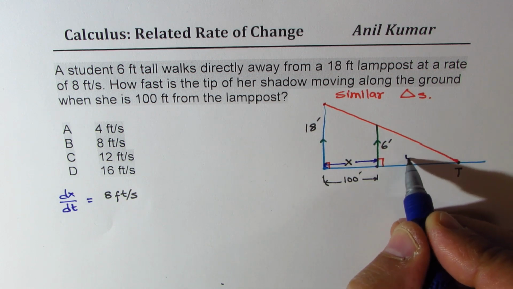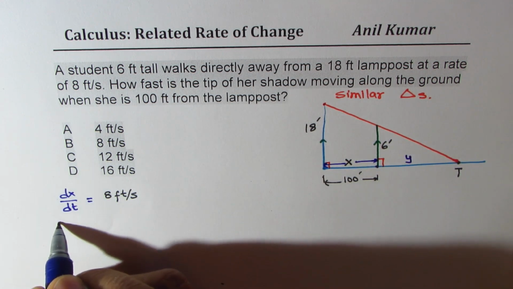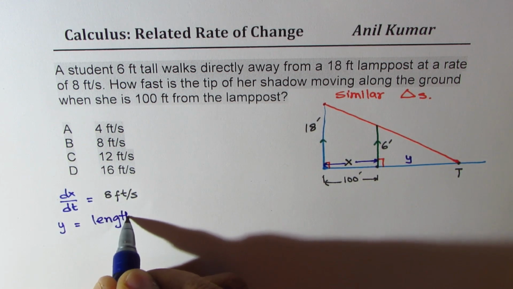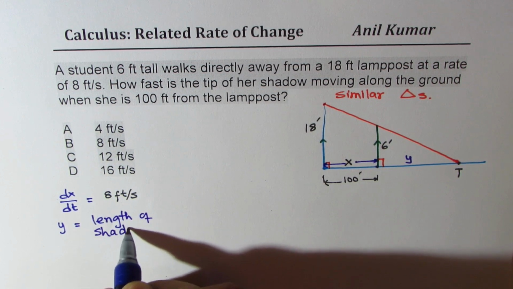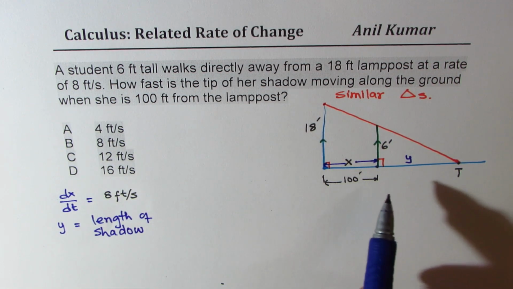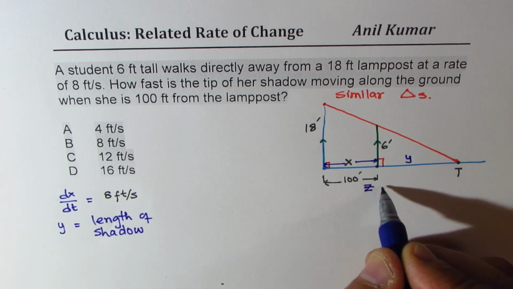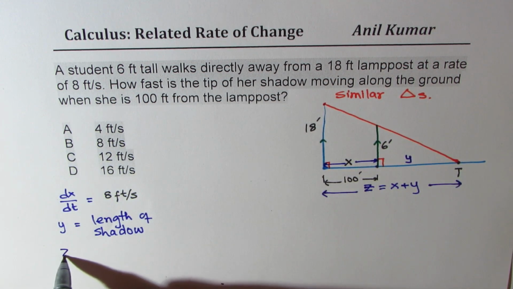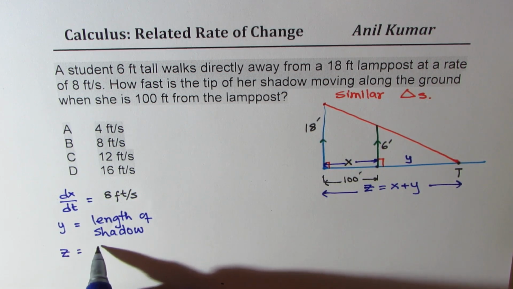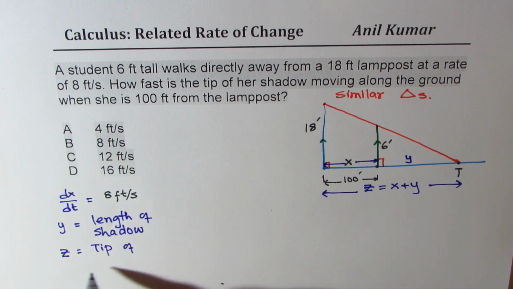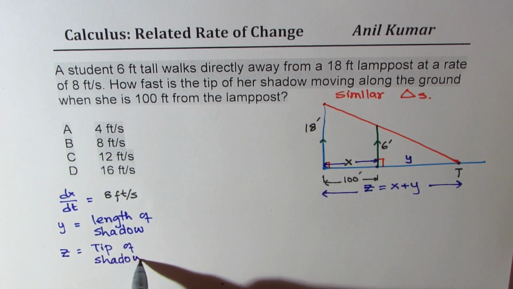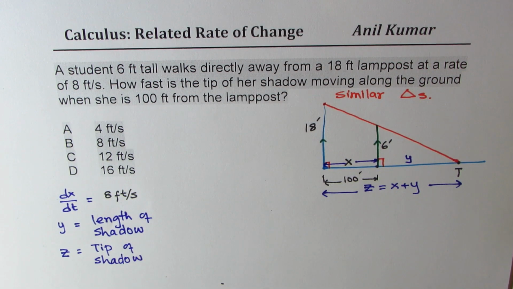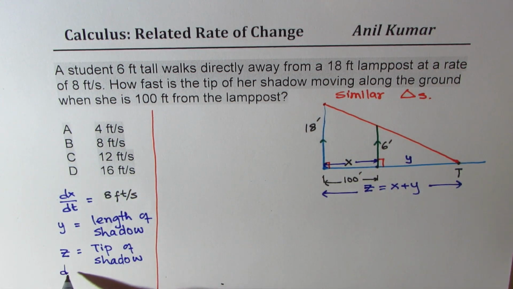And what is this portion? We can call this y. We'll say let y be the length of the shadow. Correct? In that case, the tip of the shadow will be what? Let's call this z, which will be x plus y, from the wall. z is the tip of the shadow. So I hope these points are absolutely clear, right? So we have the right scenario in mind. Now we need to really find what? We need to find dz/dt. That is what we need to find.